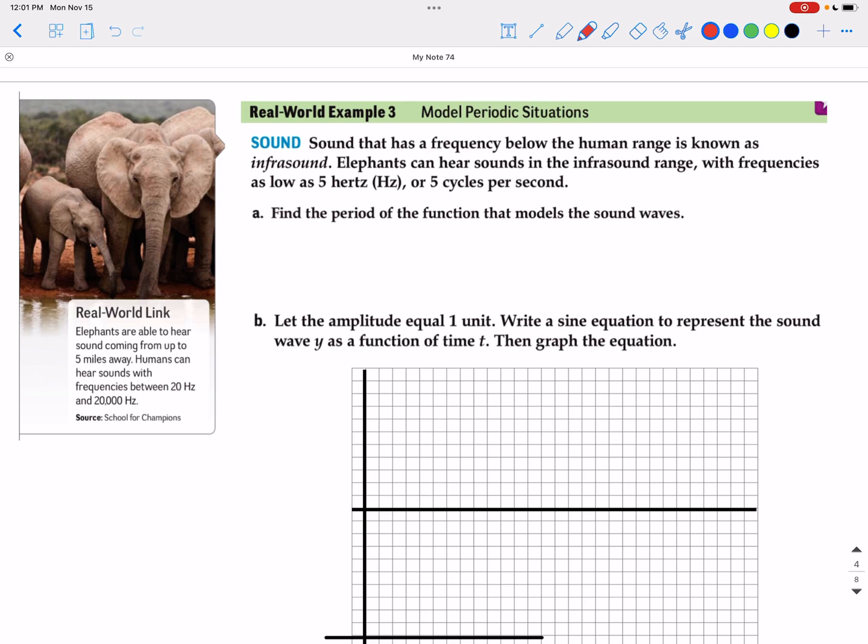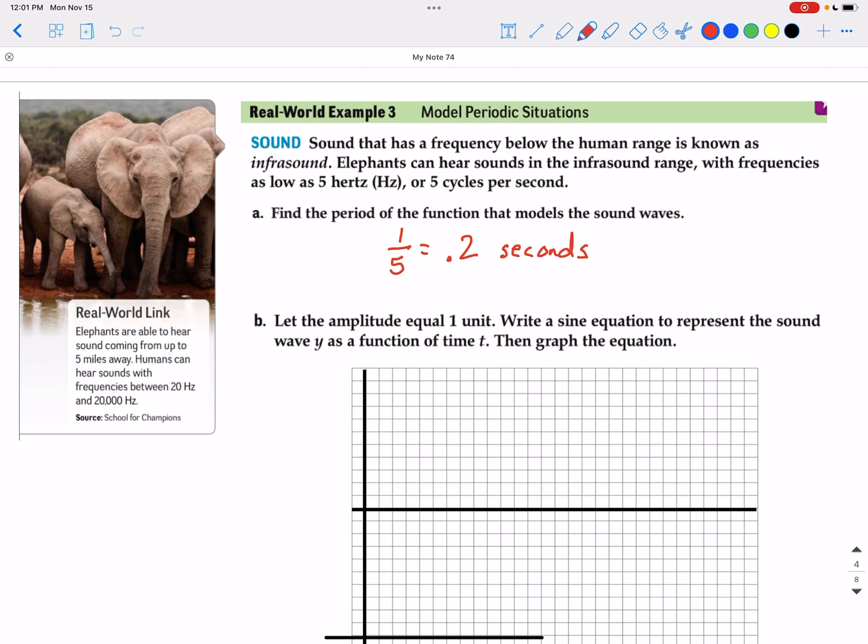So if it is 5 cycles per second, then the period is how long it takes to go through one full cycle. We can figure that out. If it's 5 cycles per second, then one cycle will be 1/5 of a second, because that's 1 divided by the 5 cycles per second, which we could change to 0.2 seconds if we wanted a decimal. So that's part A.